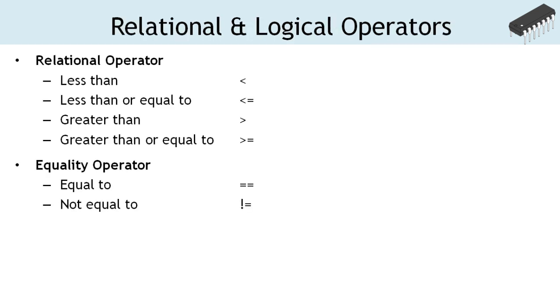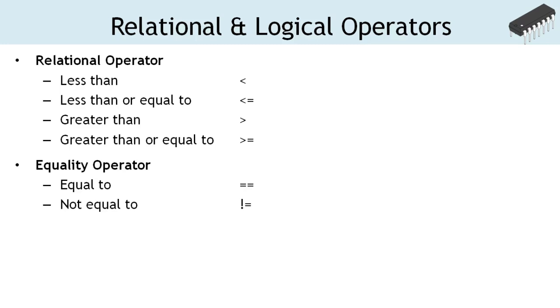There are 4 relational operators in C, namely less than, less than or equal to, greater than, and greater than or equal to. These are used to compare numeric values. C provides operators to compare the equality of numeric values. These are equal to and not equal to and are called equality operators.